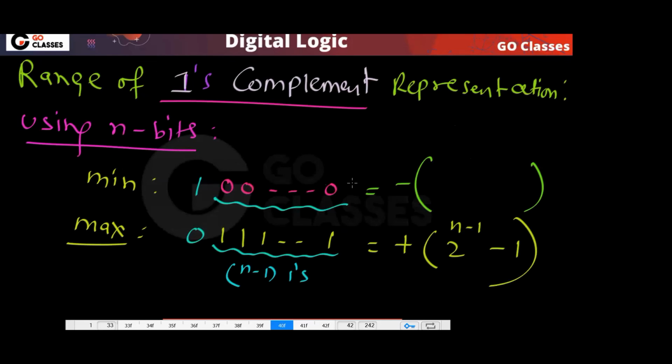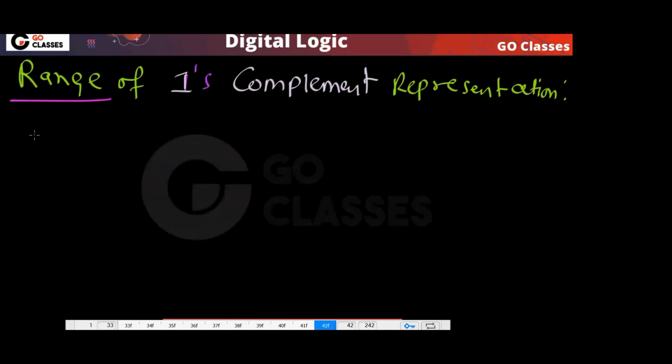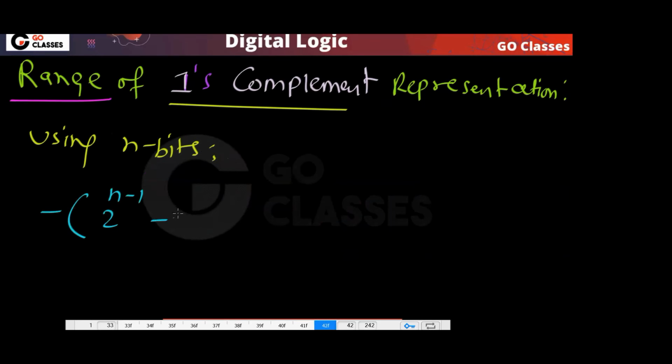So finally here also, what this represents is negative of 2 power n minus 1. So the same range we are getting. What is the range in 1's complement using n bits? If you have n bits, then the same range you will get, just like sign magnitude, from negative of 2 power n minus 1 to 2 power n minus 1 minus 1. Okay, so this is the range that you will get. Very simple. Now let's move on.